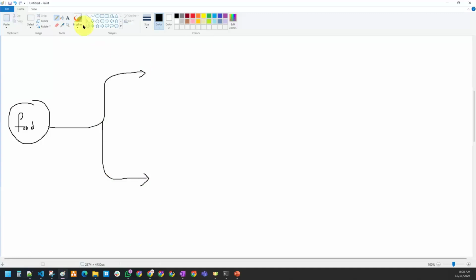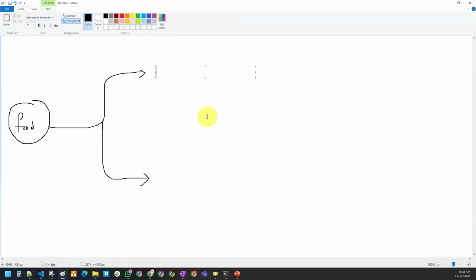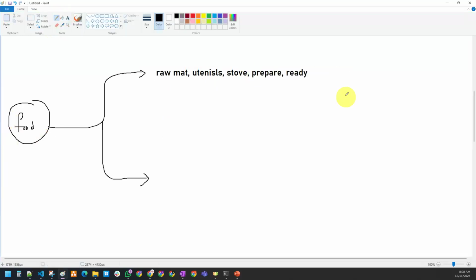natural method, you are going to buy all the raw material for the food, such as the rice or the vegetables, all of these things you are going to buy, right? And then you're going to buy the utensils, and then you are going to buy the stove, all the things that are required. Then you have to prepare the food, and then the food is ready. My main requirement is that I wanted to consume the food.